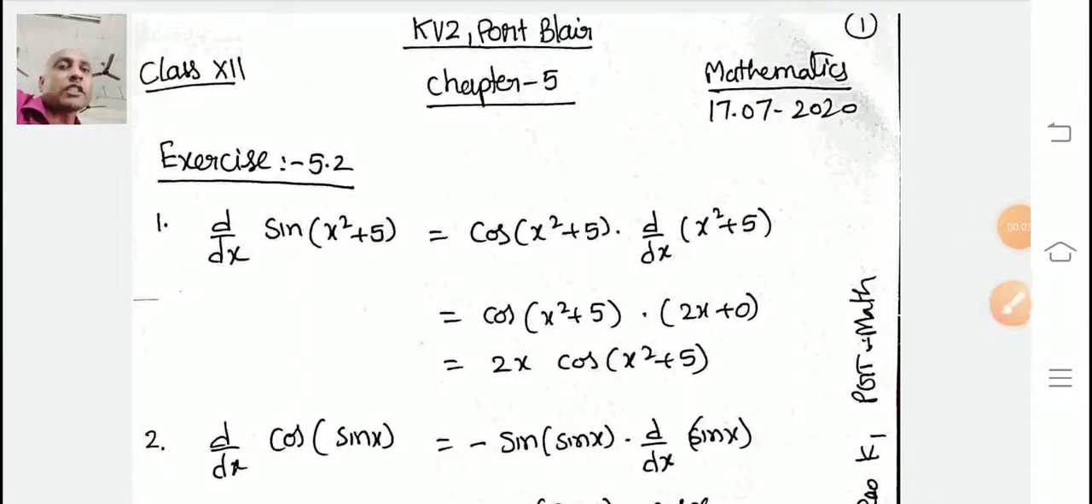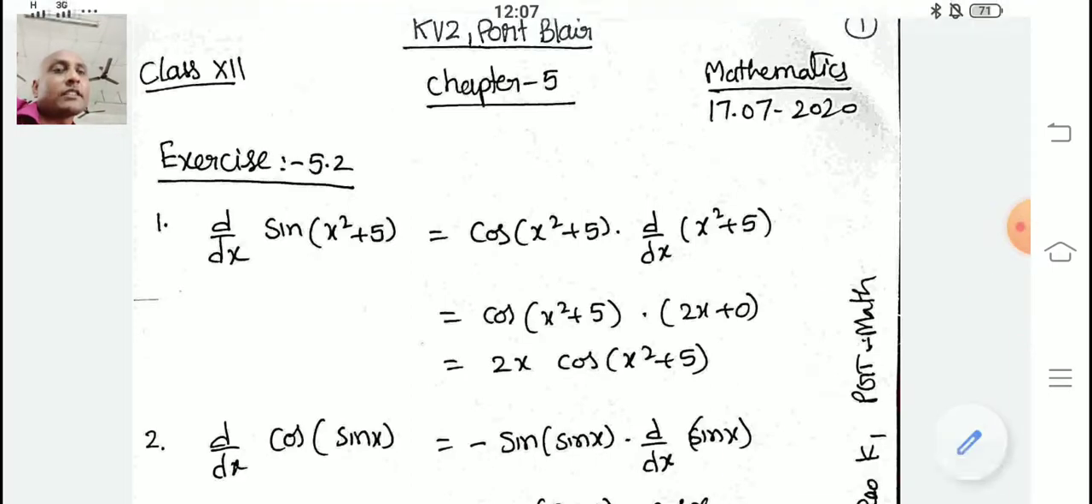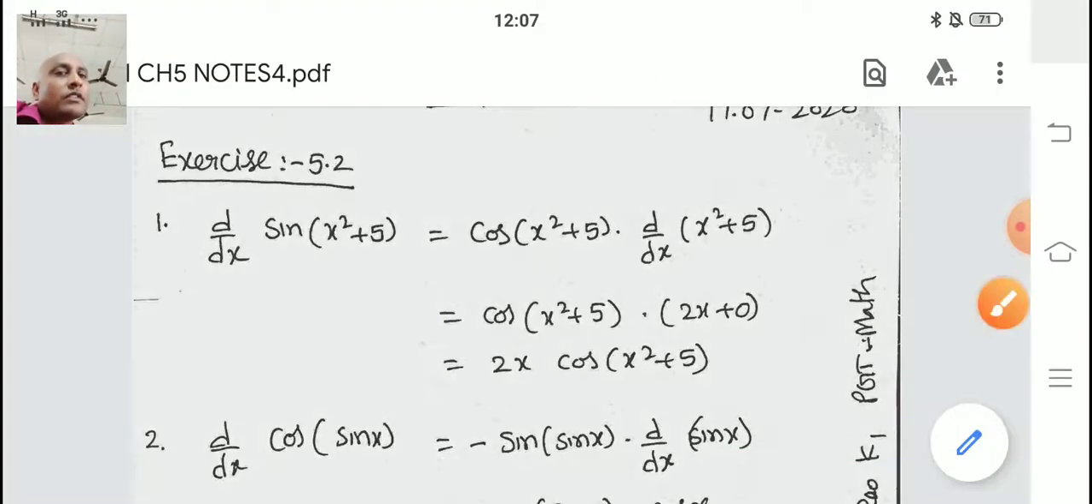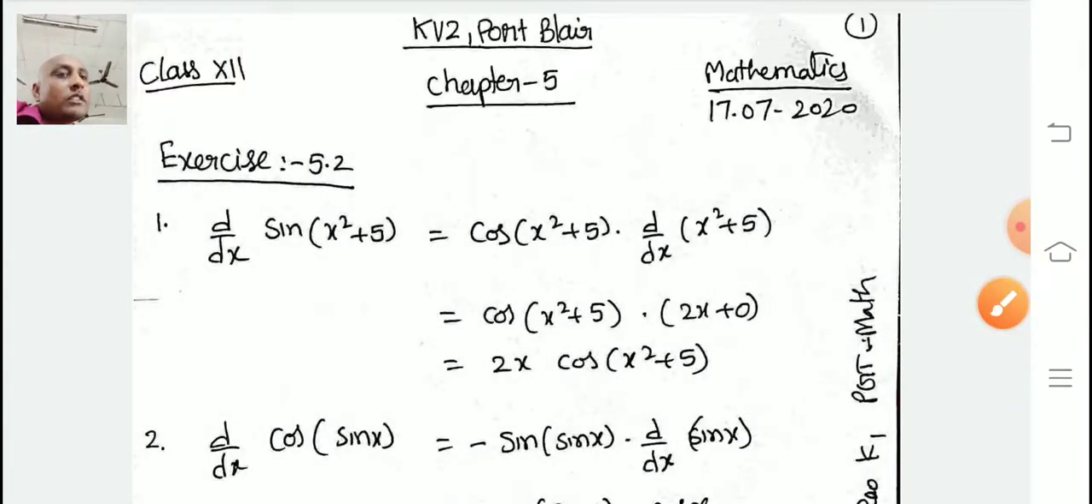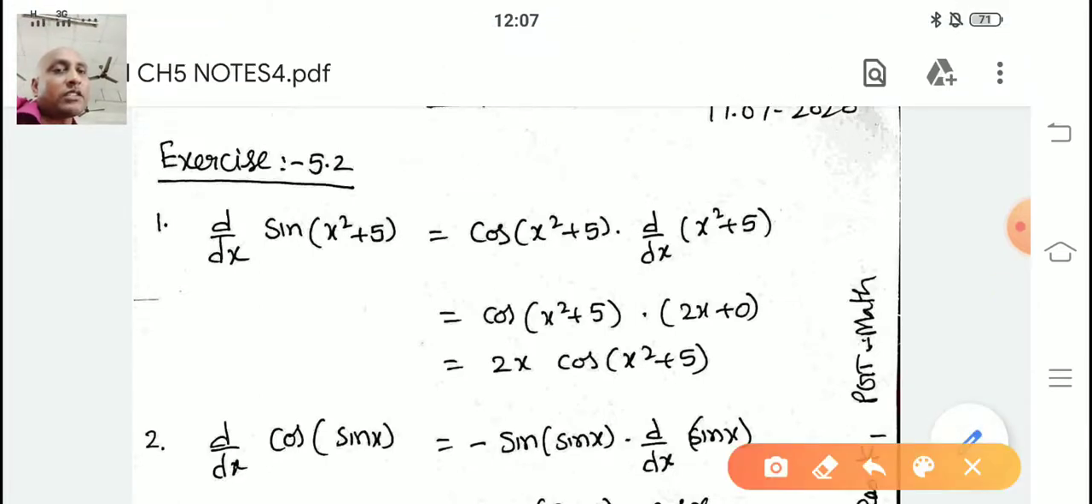This is about class 12 standard CBSE mathematics chapter 5, exercise 5.2 problems. I am going to discuss the solutions for the questions given as a PDF to you. So please go through the PDF. First of all, please see the textbook also for the questions. Keep the textbook aside and start listening to the video, watching the video.